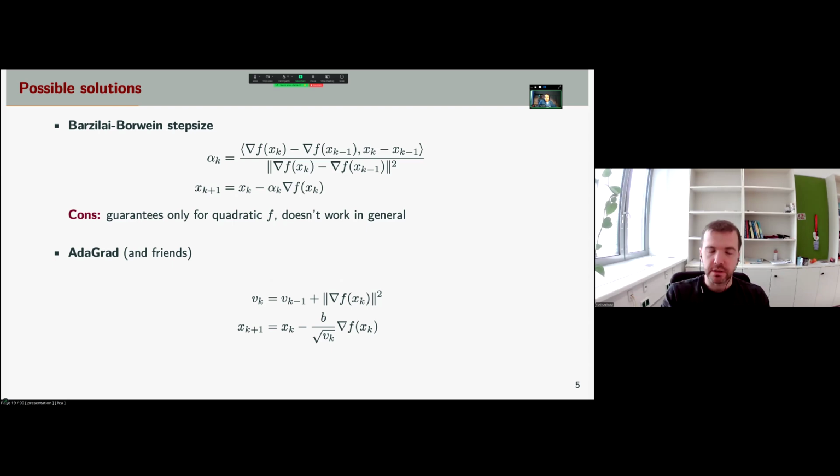Adaptivity is even in the name of it. For instance, for this particular instance of the family, you have that v_k, the sequence of squared norms of gradients, is increasing, so it means that the step size b divided by the square root of v_k is decreasing. So it's kind of a bit strange, right? Because there is no reason to believe that our step sizes have to decrease with time. So in some sense, it can adapt at some point, but not forever.